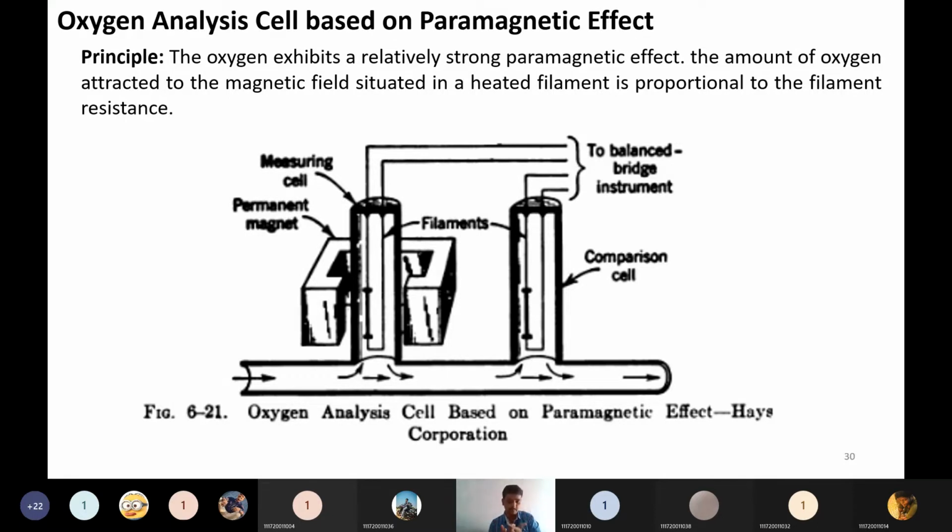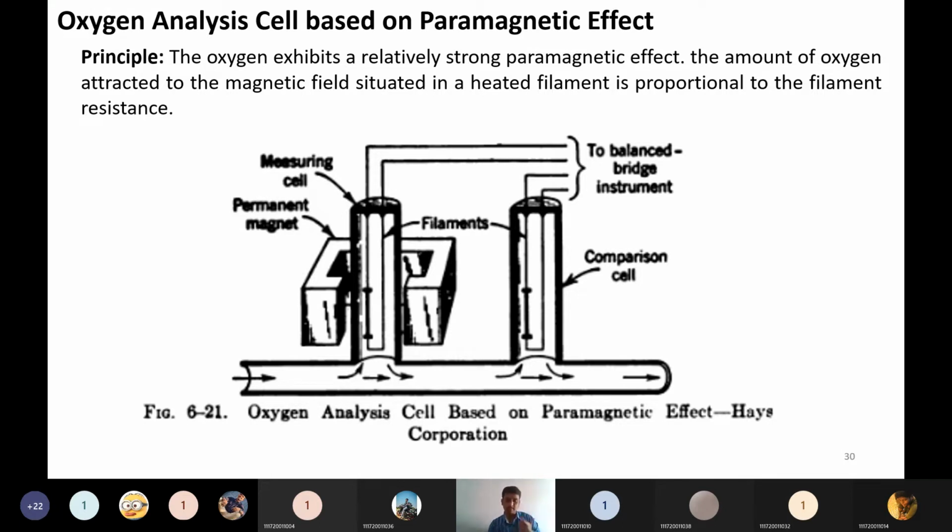The magnetic susceptibility method of gas analysis is usually employed to measure the amount of oxygen present in the surrounding air. Why? Because oxygen exhibits a relatively strong paramagnetic effect compared to other gases. Nitric oxide, NO, also exhibits this paramagnetic effect.